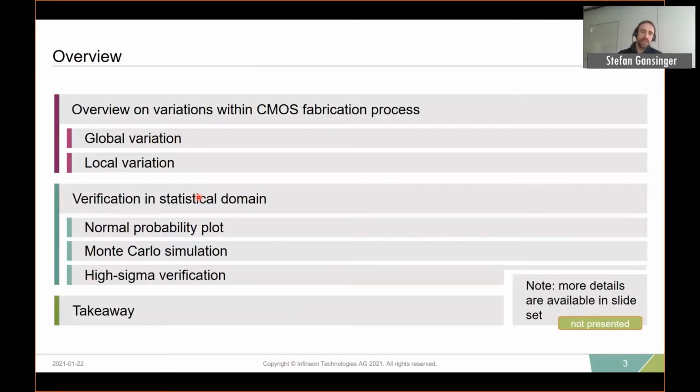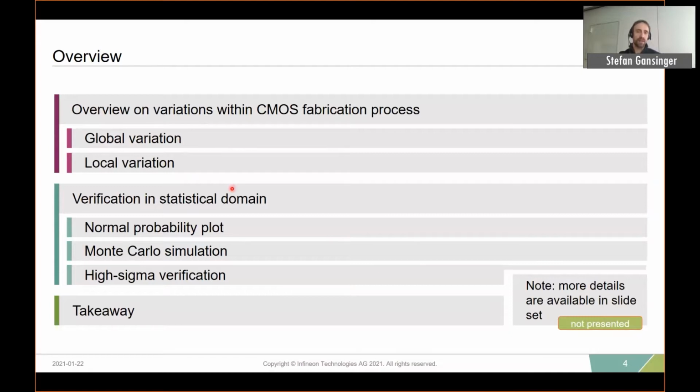I want to do this in two major parts. I will start with an overview on this variation. So I will show you what variations we have, what they are causing, and what we can do in analog design against these variations. Typically, we distinguish between so-called global variations and local variations. So I will do this distinction also in my talk today.